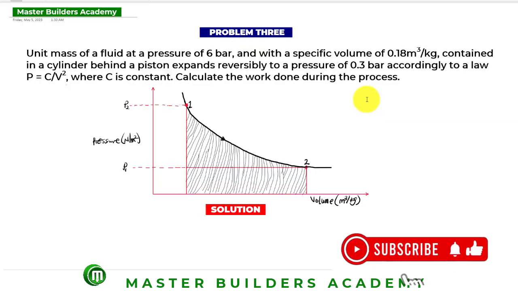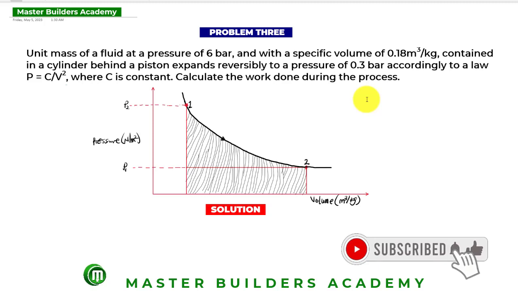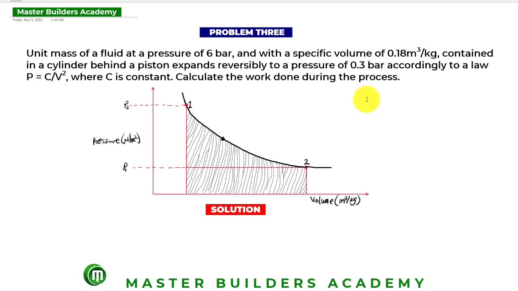Okay, all right, guys. Now, welcome to this section. This is question number three. As you can see, we are given that unit mass of a fluid at a pressure of 6 bar and with a specific volume of 0.18 meter cube per kilogram contained in a cylinder behind a piston expands reversibly to a pressure of 0.3 bar according to a law P equals C over V squared, where C is constant. Calculate the work done during this process.